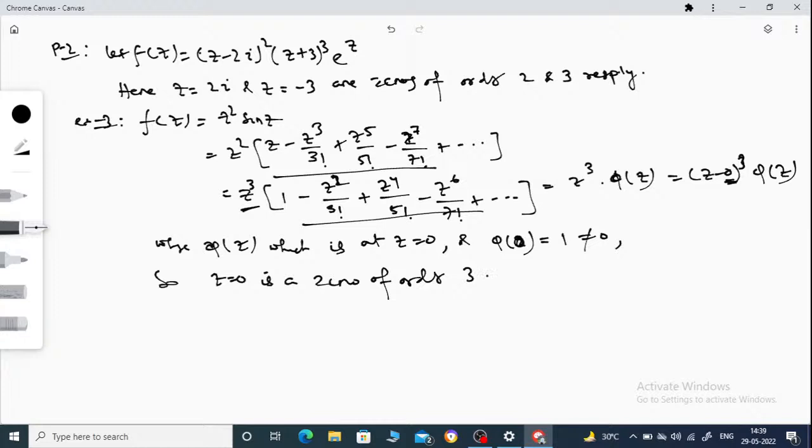Okay, let's go to the next definition. The next definition is singularity. Now go to next page. What do you mean by singularity in an analytic function?